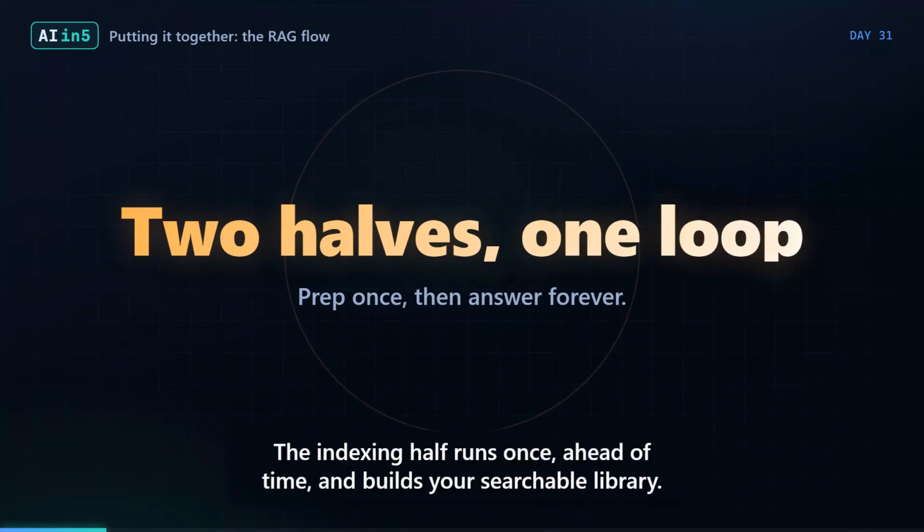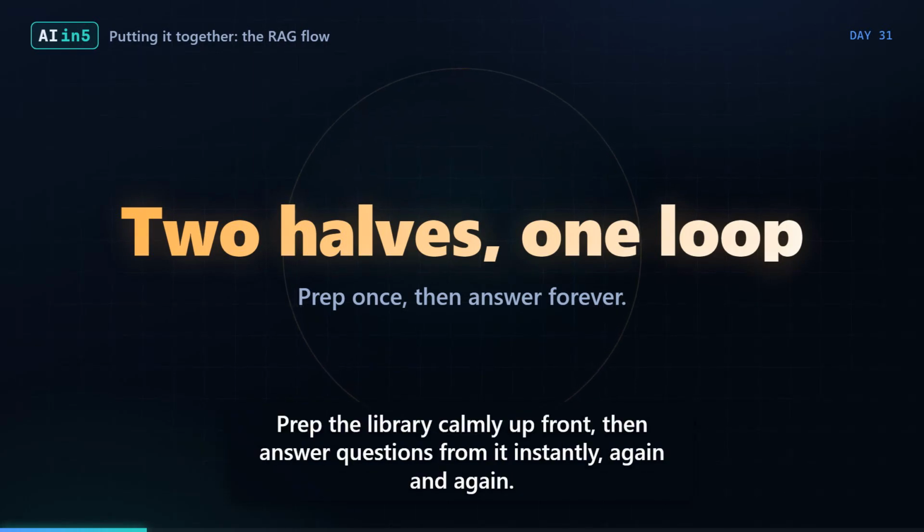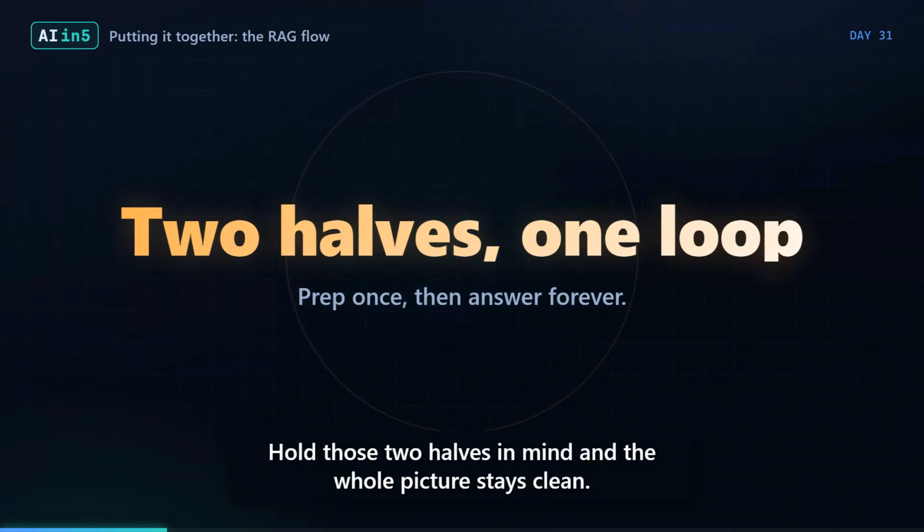Remember the big split. RAG has two halves. The indexing half runs once, ahead of time, and builds your searchable library. The retrieval and generation half runs live every time someone asks a question. Prep the library calmly up front, then answer questions from it instantly, again and again. Hold those two halves in mind, and the whole picture stays clean.